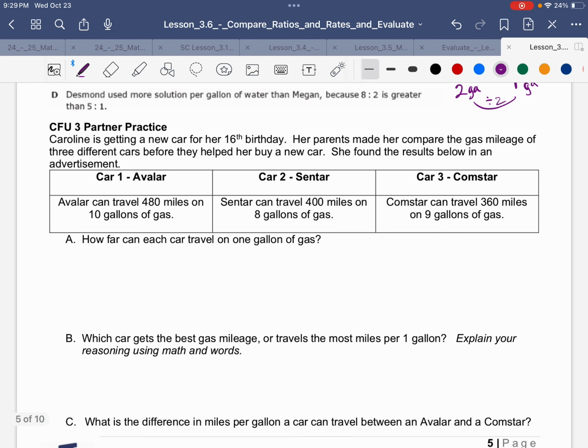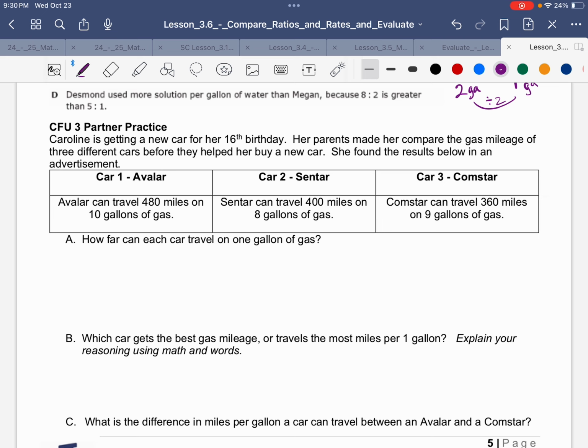Caroline is getting a new car for her 16th birthday. Her parents made her compare the gas mileage of 3 different cars before they helped her buy a car. She found the results below in the advertisement. So you got 3 different cars and 3 different gas mileages. So our first question A, it says, how far can each car travel on 1 gallon of gas? We're trying to find the unit rate, right?